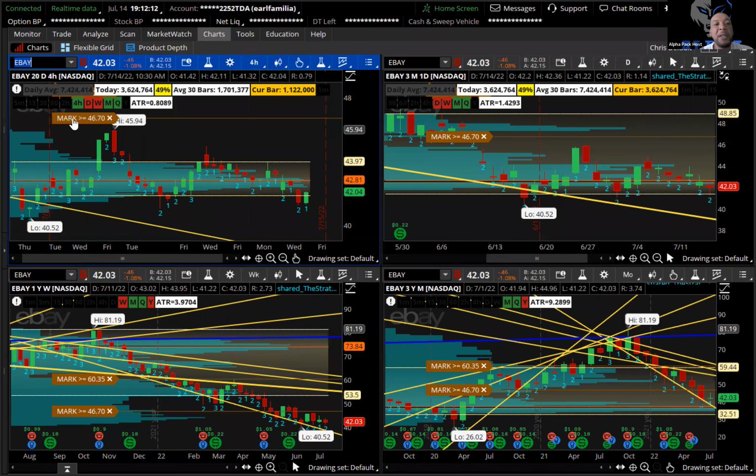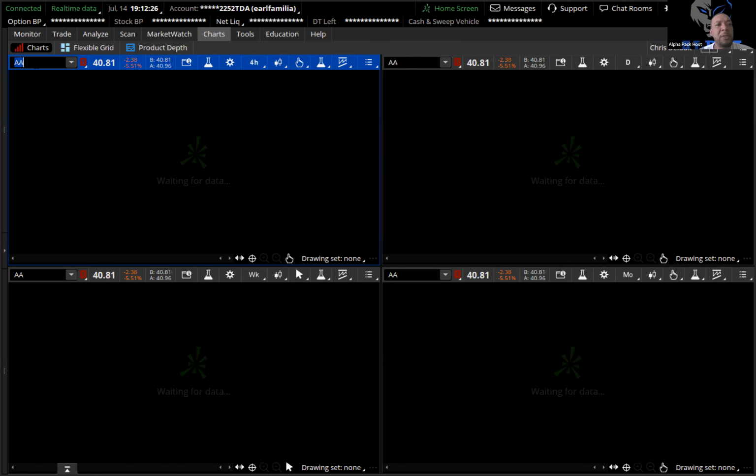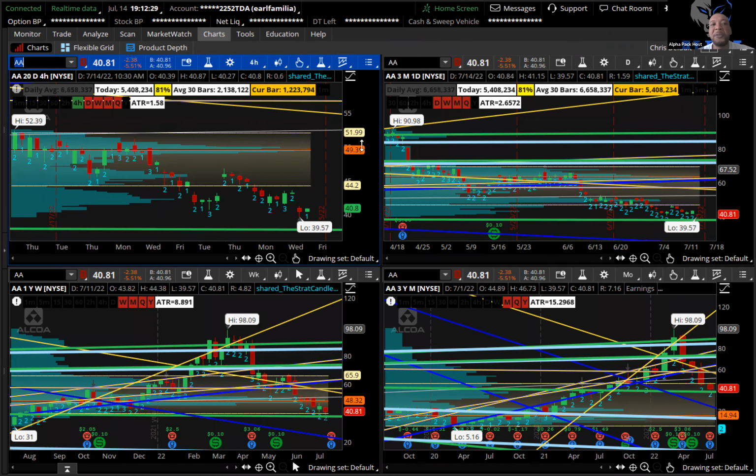So eBay setup looks good on the 4 hour, 2 down day. Looking at entry above 42.36 on the day, entry on the 4 hour above 42.11. So that's eBay. Not terrible. Just giving you some perspective.